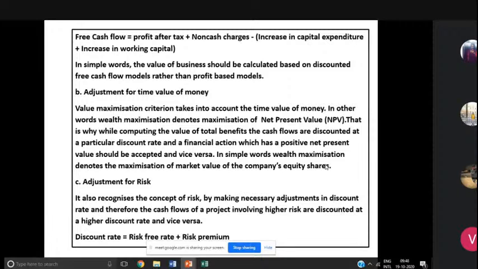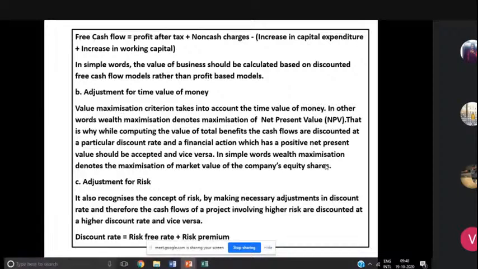Now you might ask, after using a higher discount rate, if you get a positive NPV, I repeat, after we use a higher discount rate, if we get a positive net present value, we must accept that project because higher the risk, higher the return. I repeat, according to the riskiness of the project, you should adjust the discount rate.